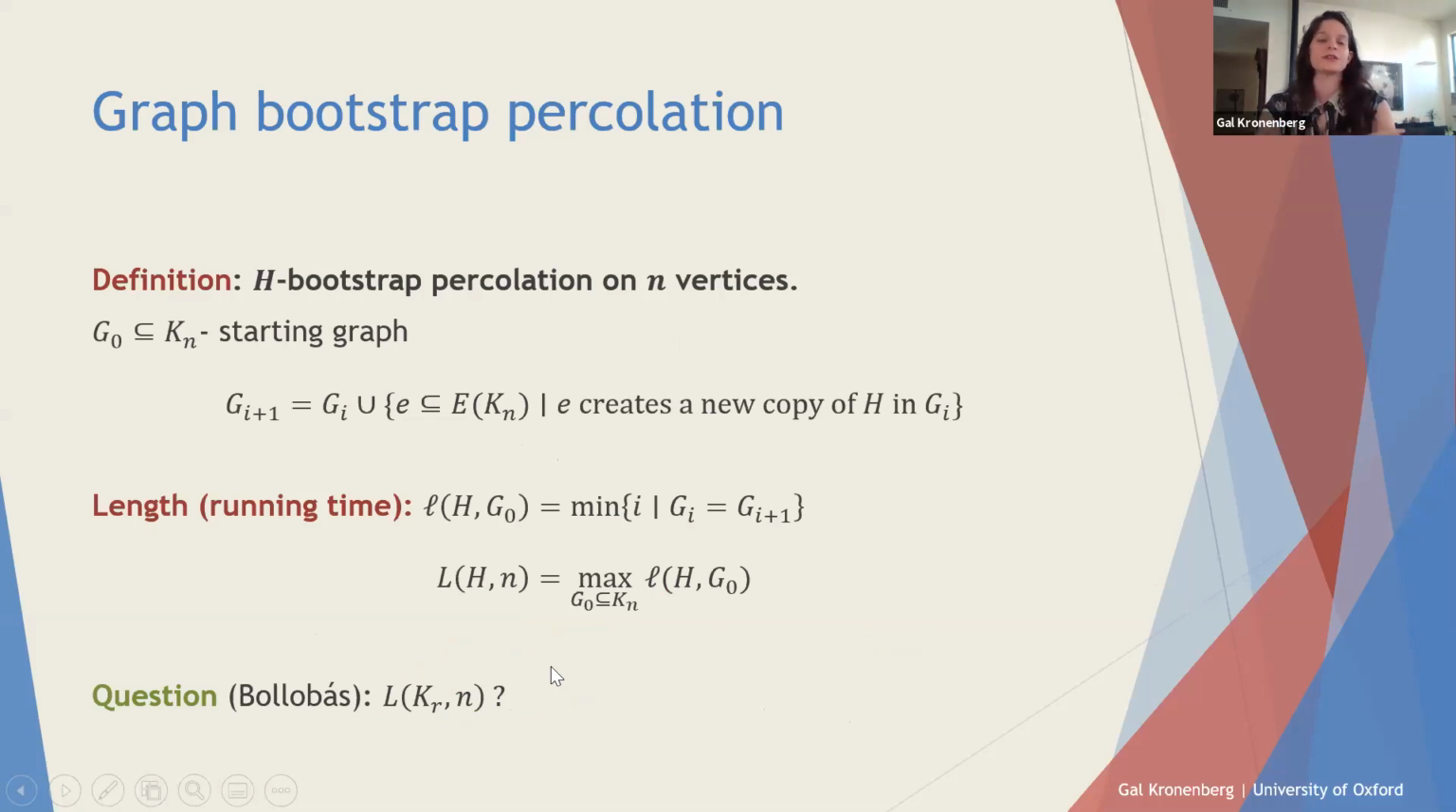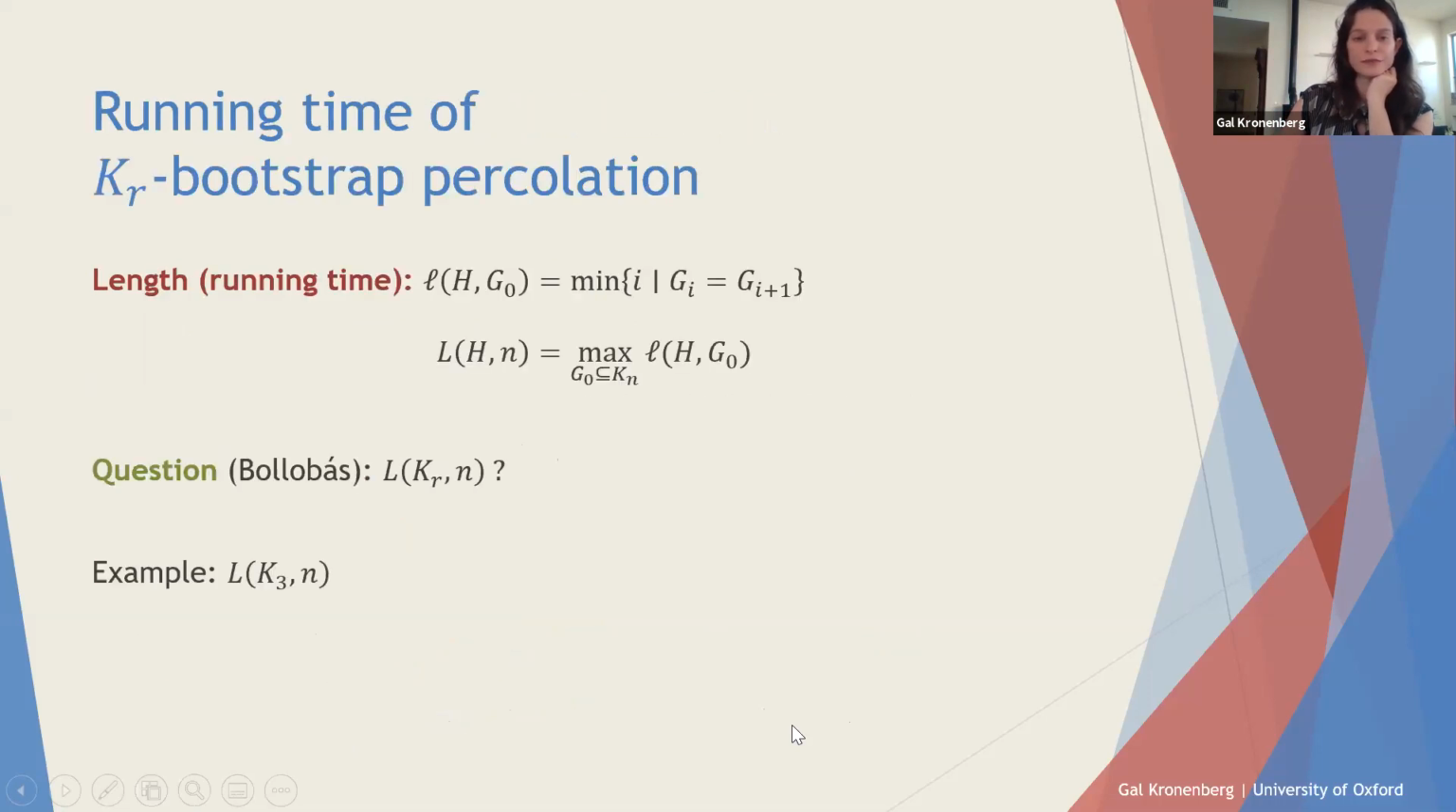And the question raised by Bollobás in the same paper was regarding the value of this length of the K_r bootstrap percolation, when we consider the complete graph as our target graph, when r is a constant here, not depending on n. So this is the question we're considering.